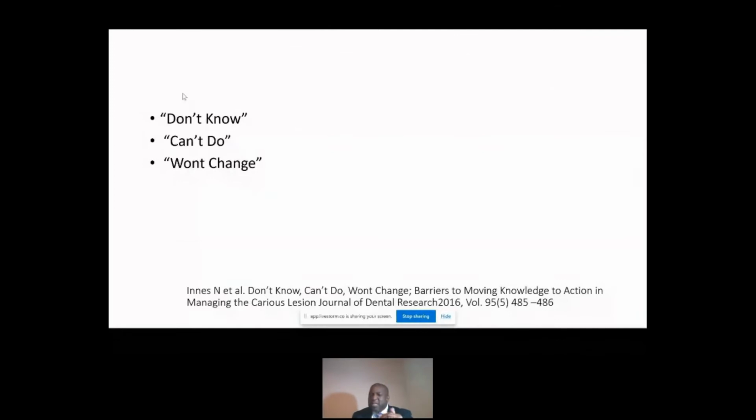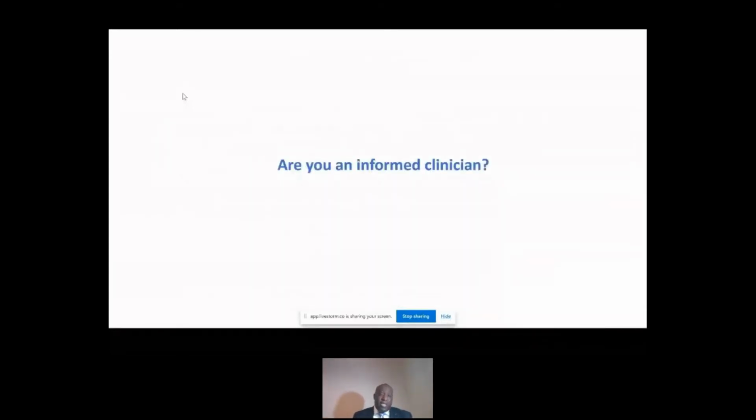And that is a very dangerous perspective to be in, because if we're still practicing the same dentistry that we learned when we were taught in dental school, we're really not doing the best for our patients. We're doing a disservice to ourselves and also our patients. So the purpose of this presentation is to ask ourselves, are we informed clinicians? What does it mean to be an informed clinician?